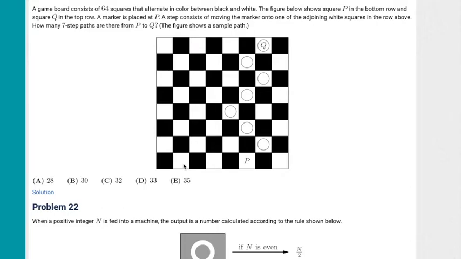Okay, today we're taking a look at the final 5 AMC 8 problems of the 2020 AMC 8 competition. So we're going to start with problem 21 right here. So a game board is 64 squares. It's basically a chessboard, right? It's alternating black and white, just like a chessboard.